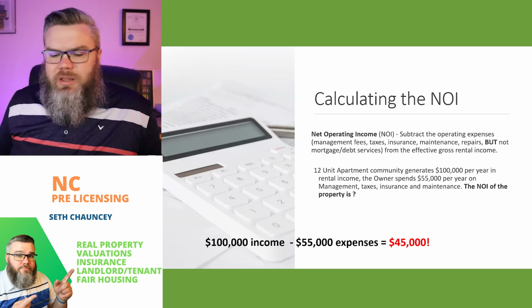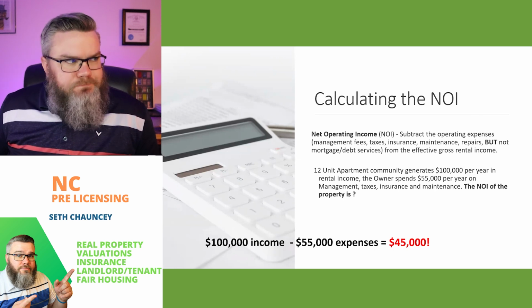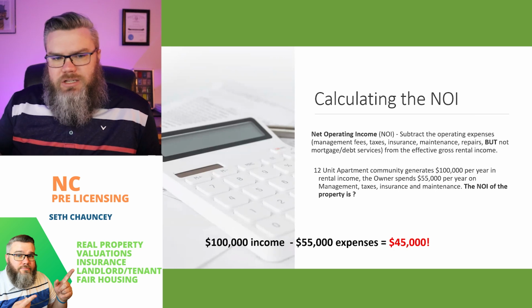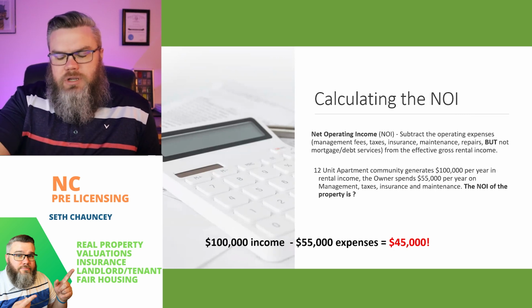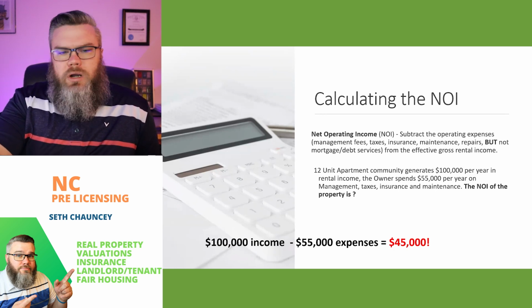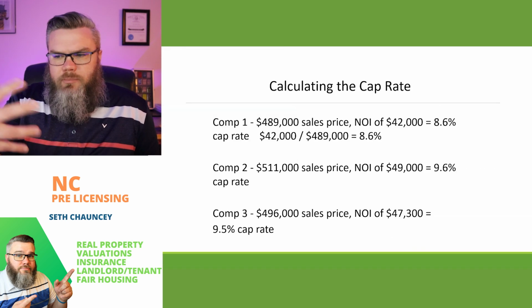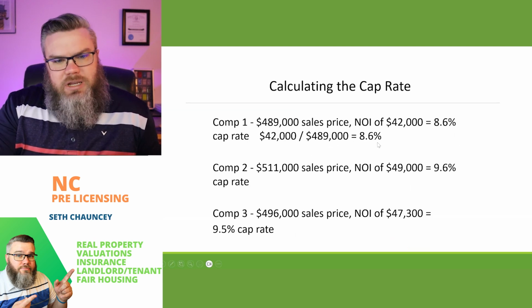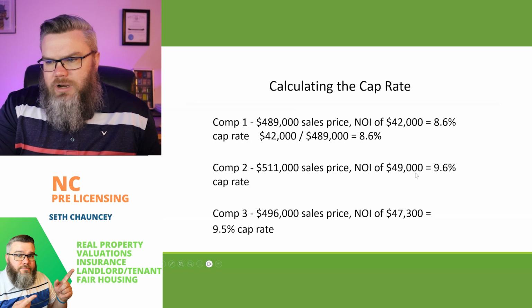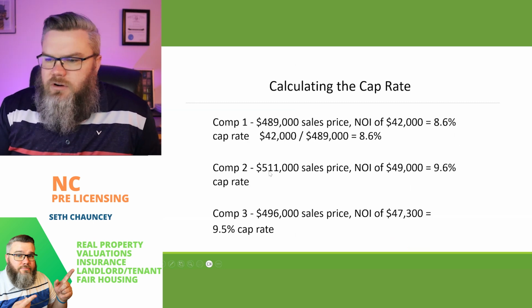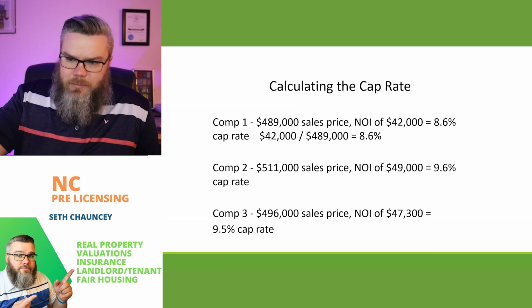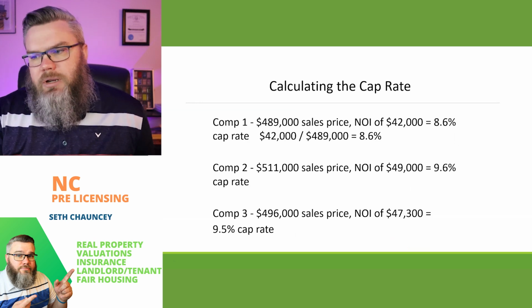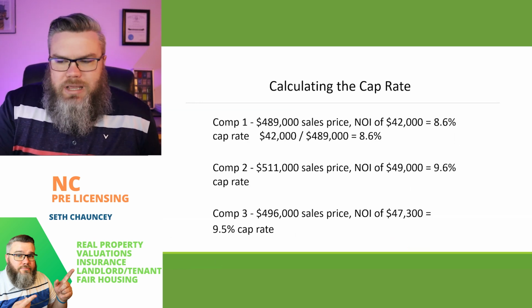And I told you the way that they come up with a cap rate, it's just a correlation between the sales price of a past sale and the cap rate it was purchased at, based on its NOI. So an appraiser would look for, okay, here's another apartment complex. This one had an NOI of $42,000 and it sold for $489,000, so it was purchased at an 8.6% cap rate. This one had an NOI of $49,000 and a sales price of $511,000. So you just divide the NOI by the sales price to get your cap rate. That's all that's happening here. That's how an appraiser determines the cap rate for the market.